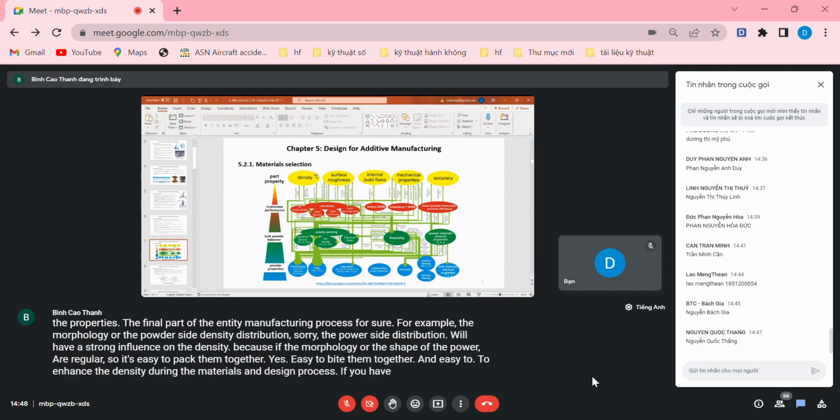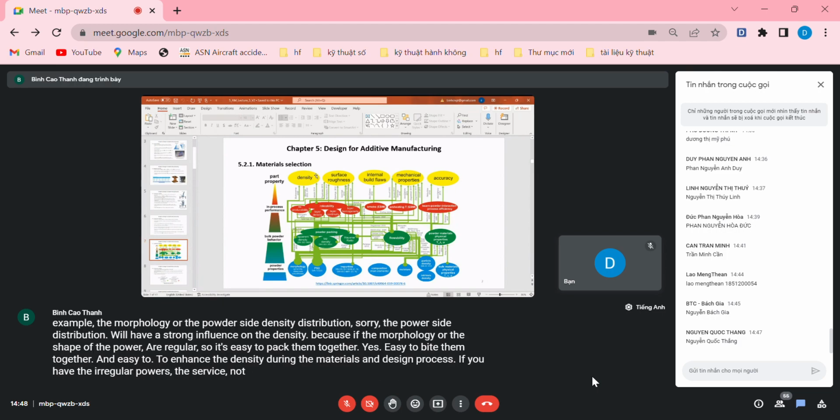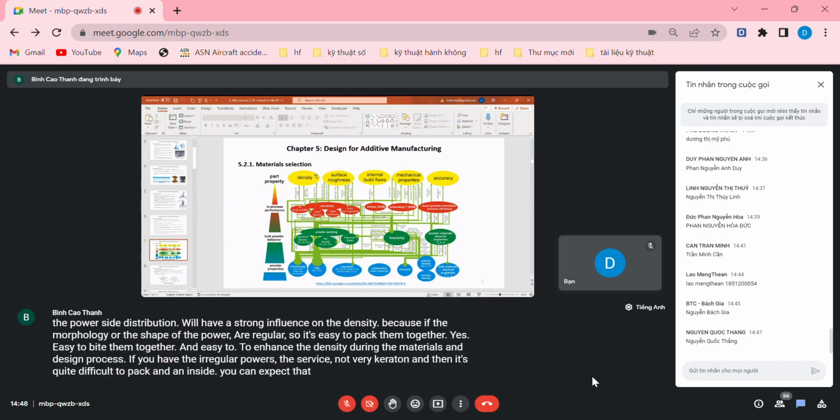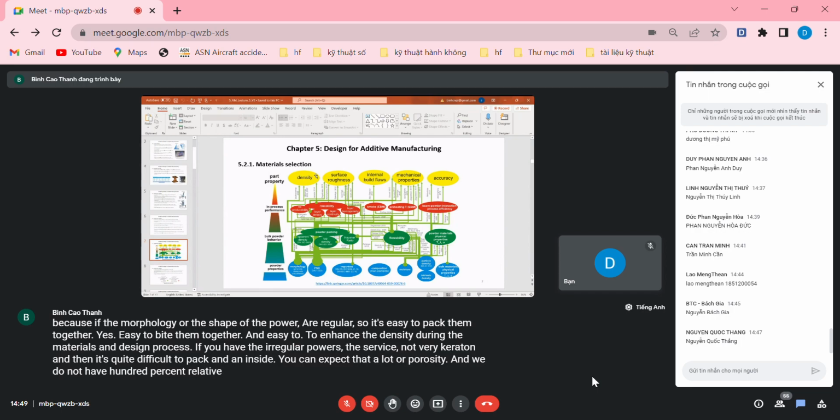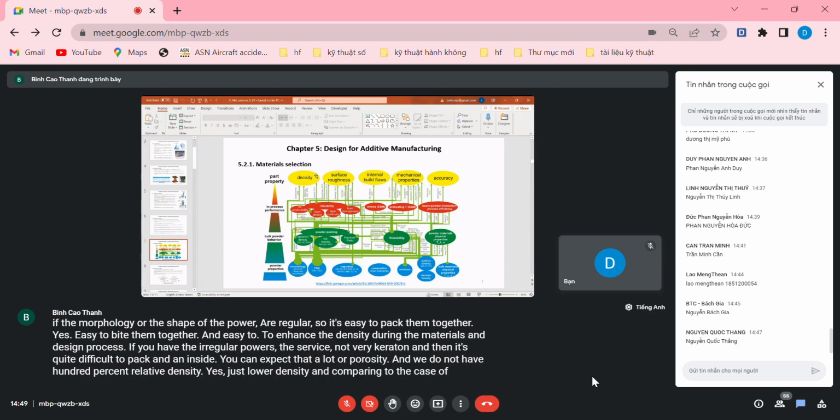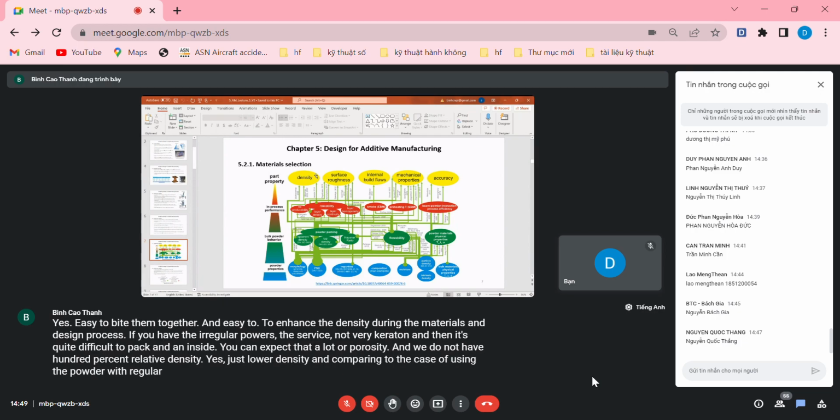But if you have irregular powders, the shape is not very regular, and then it's quite difficult to pack. And then inside, you can expect a lot of porosity, and we do not have 100% relative density. Just lower density compared to the case of using powder with regular morphologies.